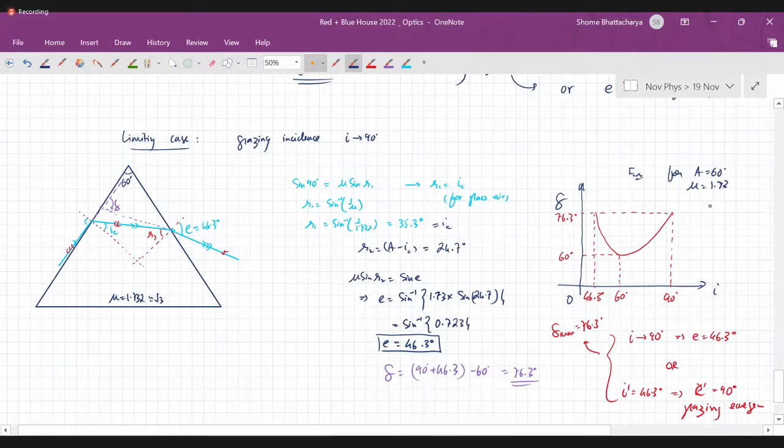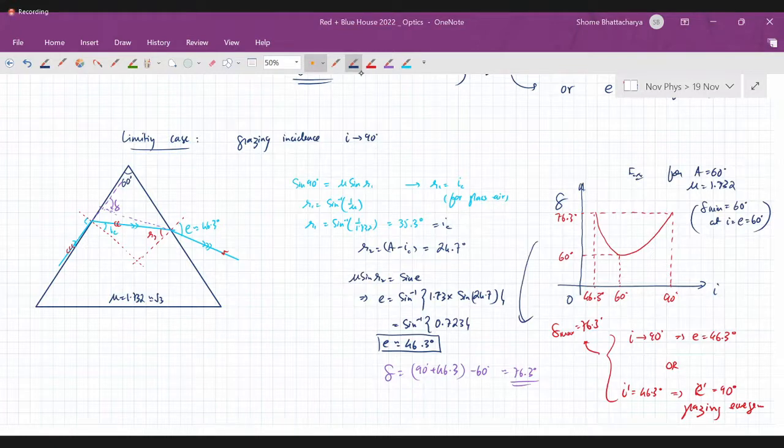Getting delta minimum equal to 60 degrees at angle of incidence equal to emergence equal to 60 degrees. And we are getting delta maximum equal to this much for this case. Oh, that was for the other one where the angle of prism was 45. This is the case where the angle of the prism is 60.